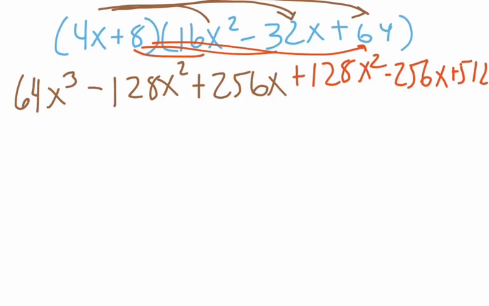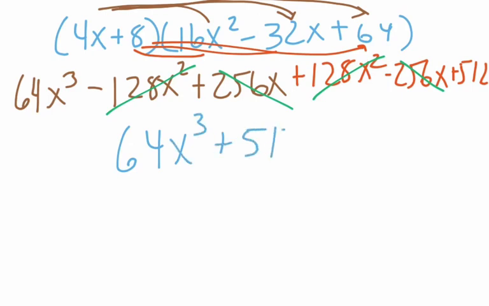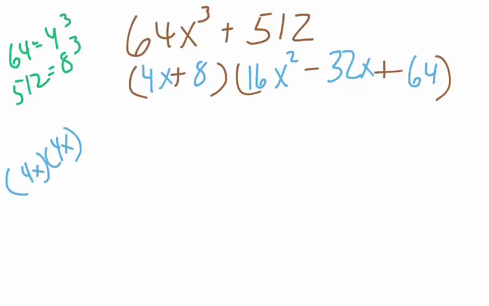And then what you'll notice is that a bunch of these things cancel out. So you've got negative 128x squared with positive 128x squared, and then 256x and minus 256x. And notice what we're left with. We're left with 64x to the third plus 512. And that was the original problem that we started with, and that's how we know that we factored it correctly.